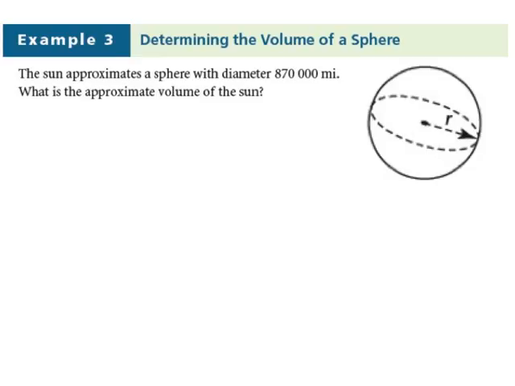Determine the volume of a sphere. The sun approximates a sphere with a diameter of 870,000 miles. What is the approximate volume of the sun? So we know the diameter, but we don't know what the radius is. We know that the diameter is 870,000. So we have to divide this by 2 to find the radius.